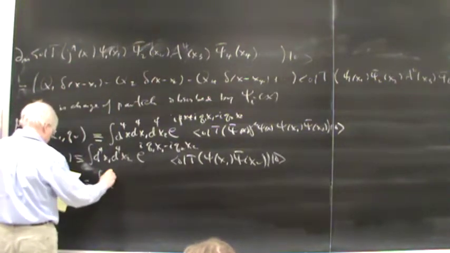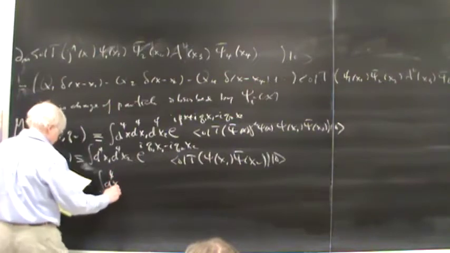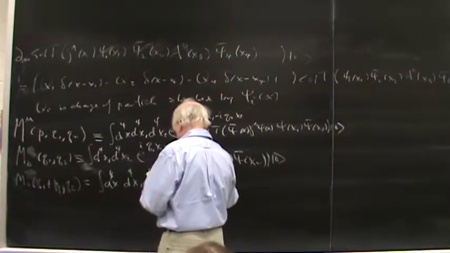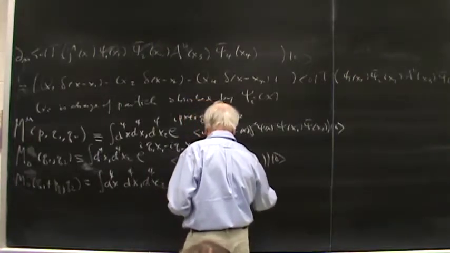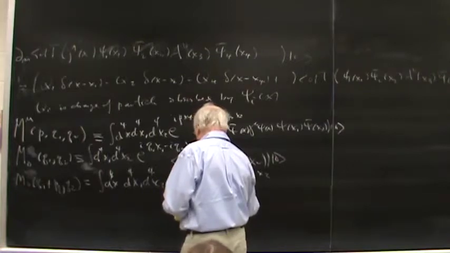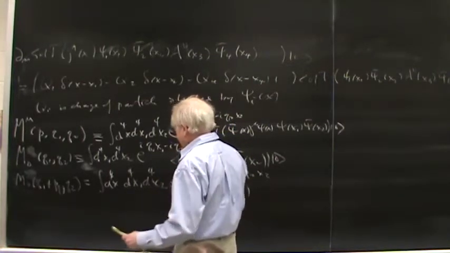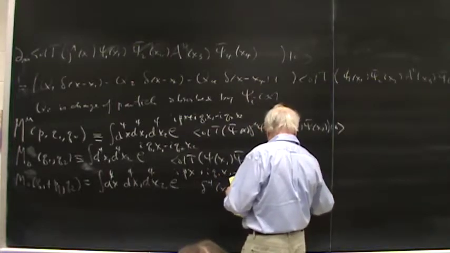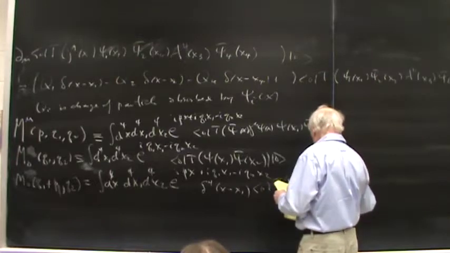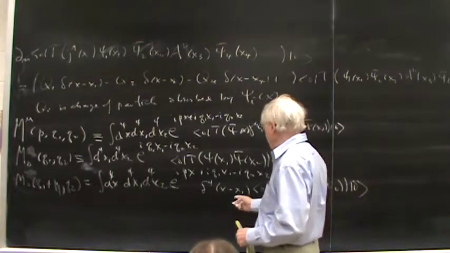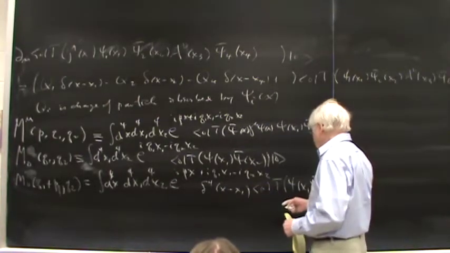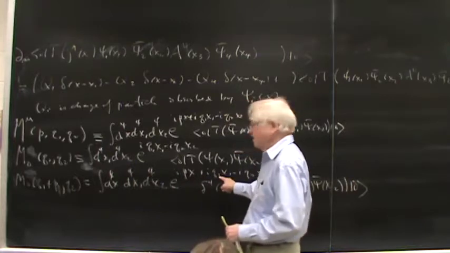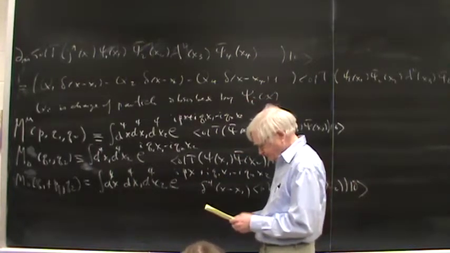This then is d4x, d4x1, d4x2, e to the i p x plus i q1 x1 minus i q2 x2, delta 4 of x minus x1. So we're just writing things in a long-winded way. Time-ordered product of psi of x1 psi bar x2. Okay, so the idea here is you integrate over x and that just turns this p into an x1, and so this is really M0 of p plus q1. That's all that is. All right.